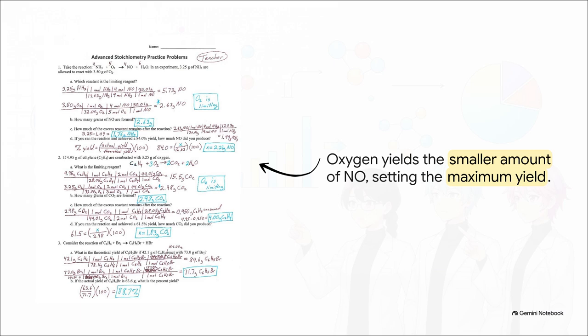And here is the proof in action. Imagine an advanced practice problem where ammonia reacts with oxygen. We have to test both reactants to see exactly how much nitric oxide they can produce. When you run the math, it proves that oxygen produces the smaller amount of NO. That makes oxygen our limiting reagent. Because the oxygen runs out first, it dictates our absolute maximum theoretical yield, which in this specific case is exactly 2.63 grams of NO. Any remaining ammonia? That's just excess left floating around.